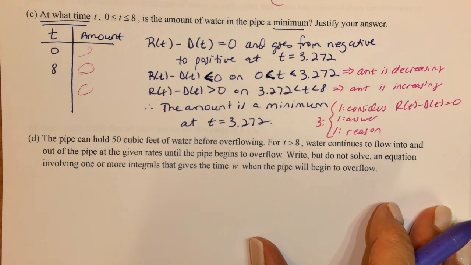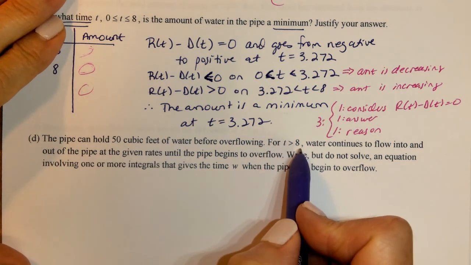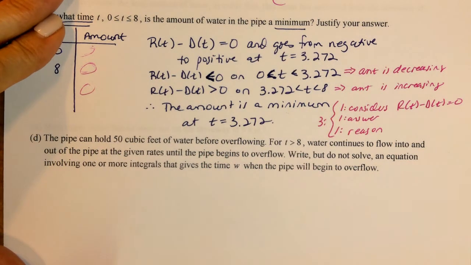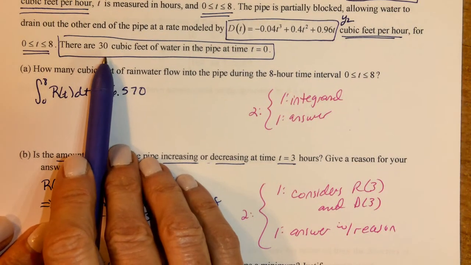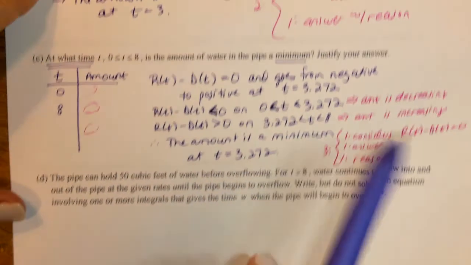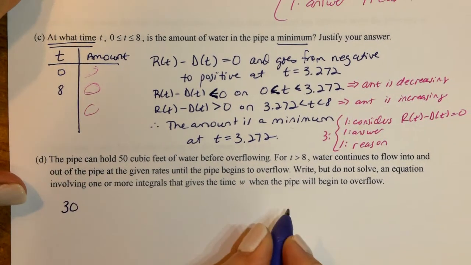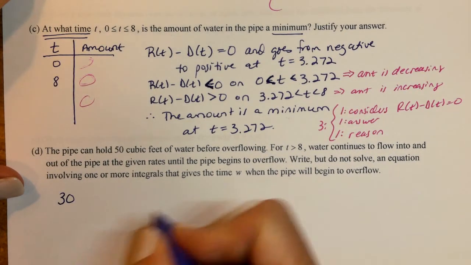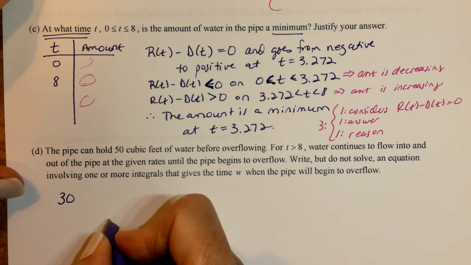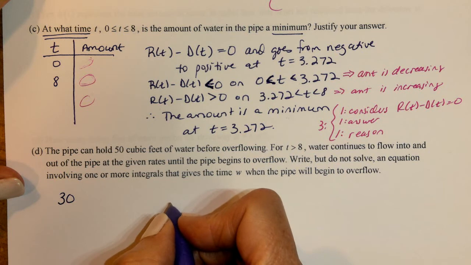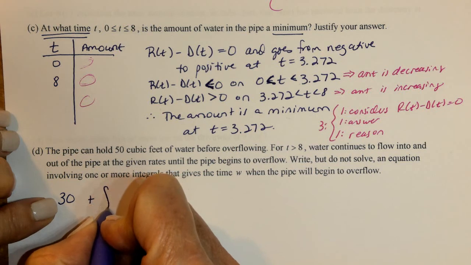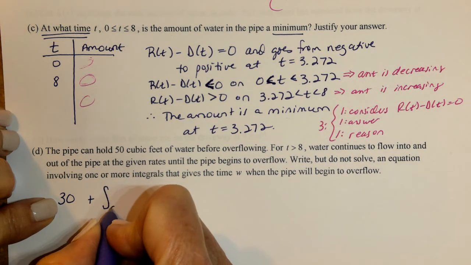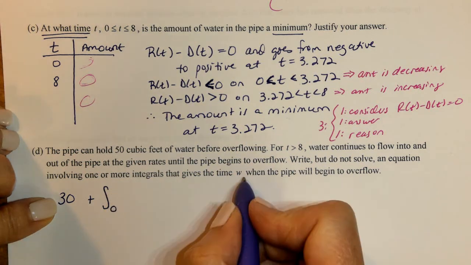So, this is all for time greater than 8, right? So we know that we are starting at 30, at time 0 we have 30 cubic feet of water. And water's coming in and water's going out. What is the amount? Well, if we're starting at 0, then the amount coming in would be time 0 to whenever we start to overflow.